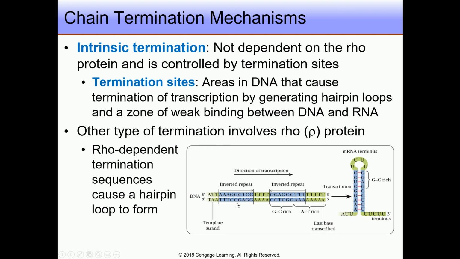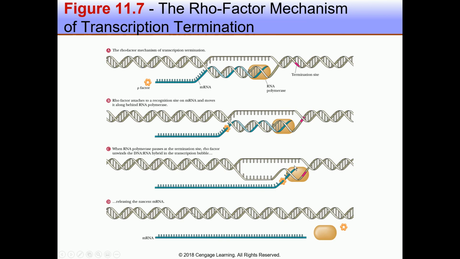The other kind of termination takes place with the help of a protein called rho protein, and it is explained here. So it's a protein. So this is shown here. This is a rho protein. So this is the process of transcription taking place. You can see these are the two strands of DNA which have opened up here. This is the RNA polymerase. So it is moving on the DNA, and it is making this RNA. It's making this mRNA. Okay.